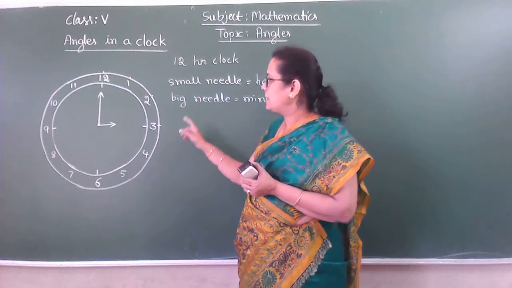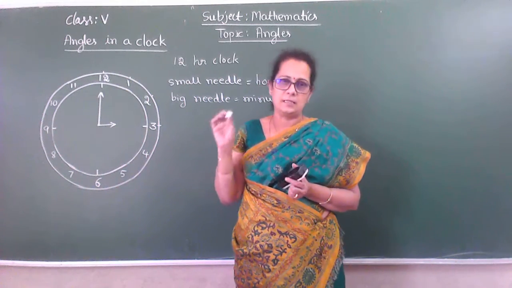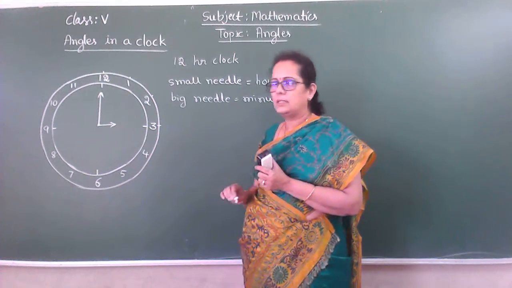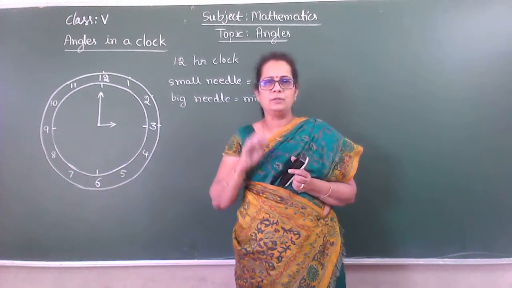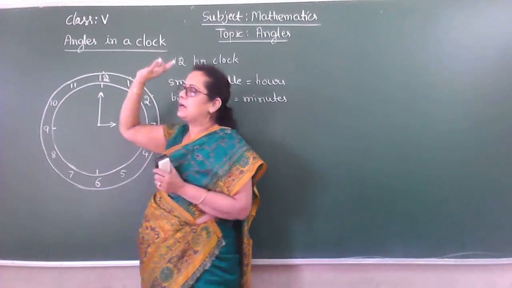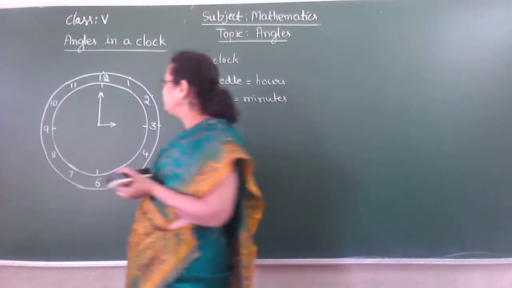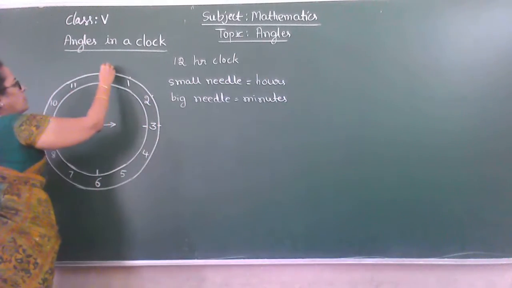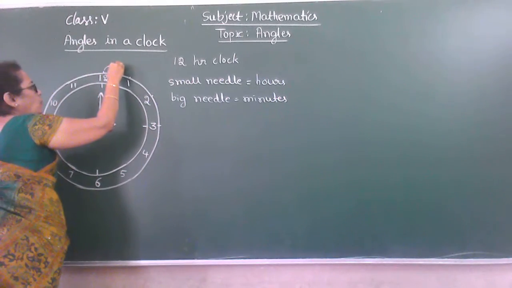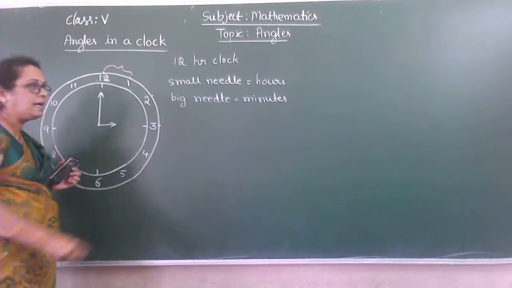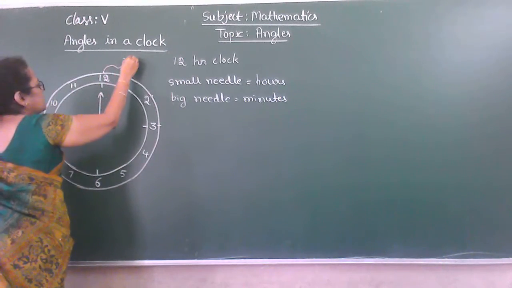So that indicates seconds. Okay. Now, after knowing this, we'll come to the angles in a clock. Between one number and another number, the angle is 30 degrees.